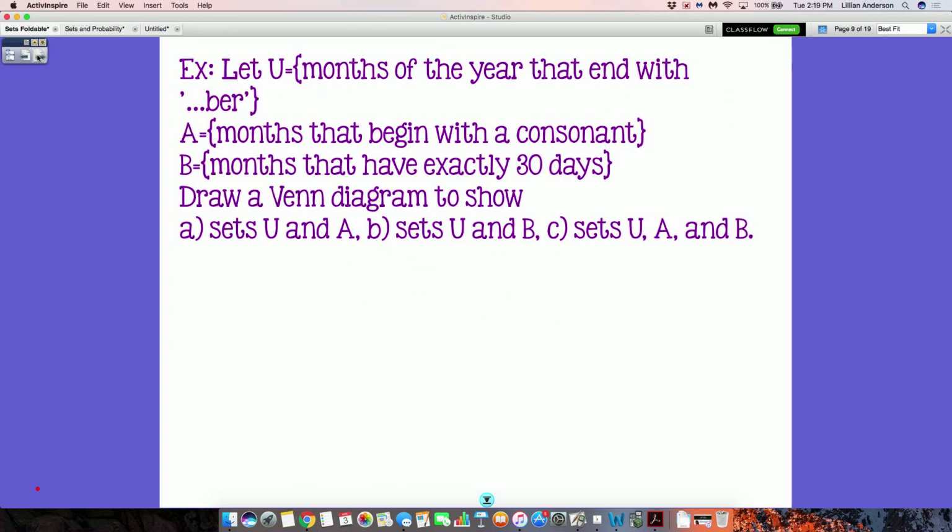We're going to let U be the months of the year that end in ber. A is going to be the set of months that begin with a consonant. B is going to be the set of months that have exactly 30 days, hence why you need to know how many days there were.